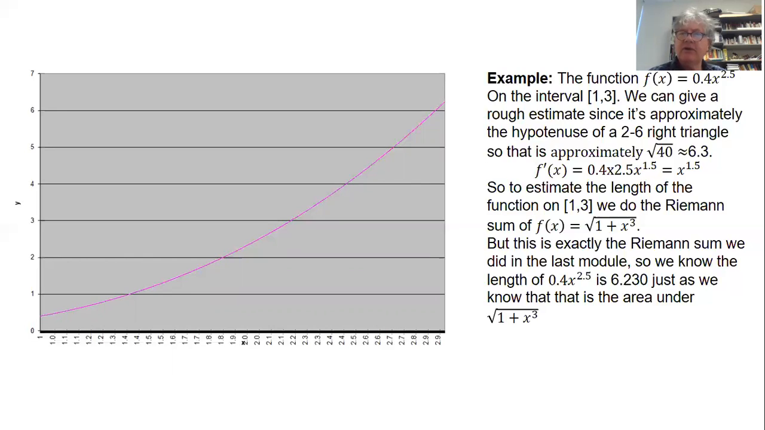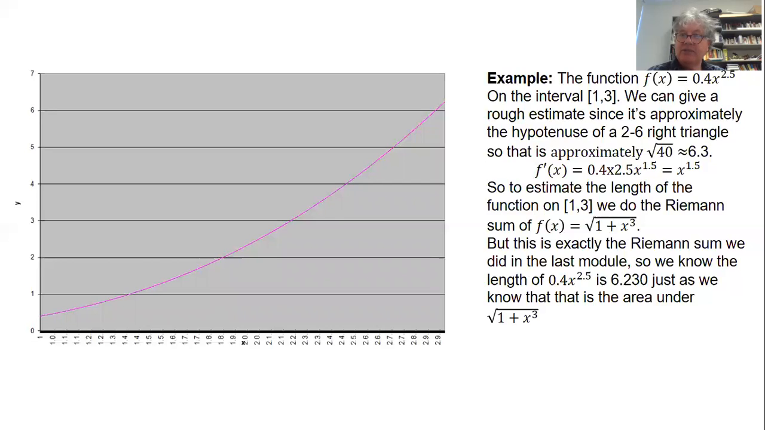So the derivative of that is, down comes the 2.5. 2.5 times 0.4 is 1. That's why I use 0.4. And we subtract 1 from the power. So the derivative is x to the 1.5. So to estimate the length of this function on 1, 3, we do the Riemann sum of square root of 1 plus the derivative squared. I shouldn't call that f of x. I should call it something else. Anyway, that's just square root of 1 plus x cubed.